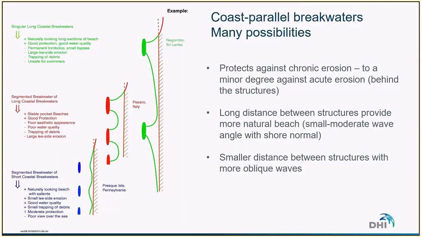Finally, if we have segmented short coastal parallel breakwaters, these breakwaters will generate salients and therefore more natural-looking beaches, but with a poor view because there will be a lot of structures located not too far in the water. As it doesn't block the sediment transport too much, the erosion in the lee side is not as large as for tombolos. Also the water quality is better, and it has less tendency to trap debris. But it doesn't protect as much as tombolos because the accumulation is not as wide.